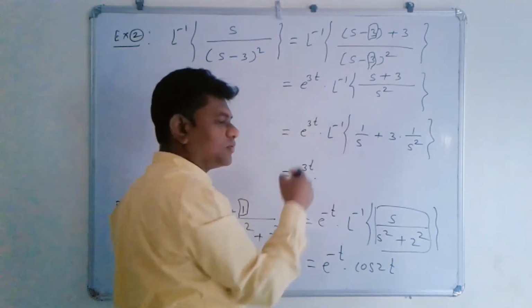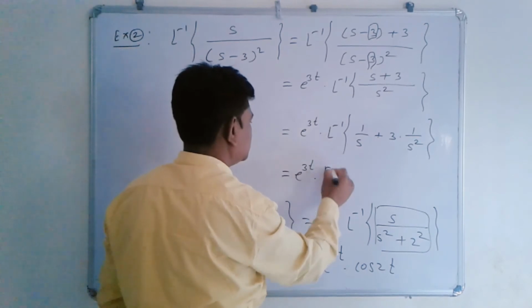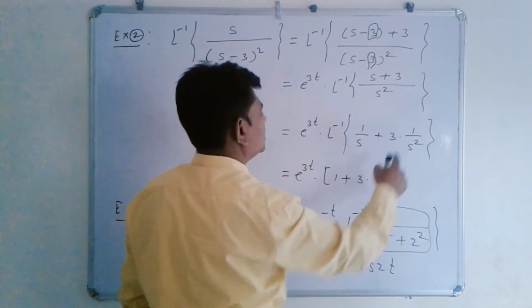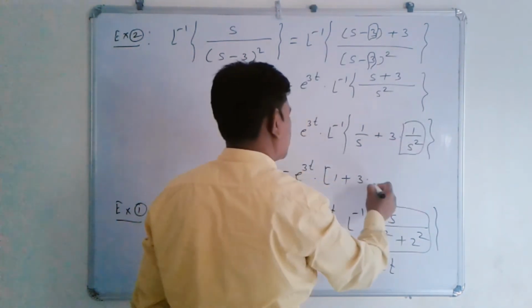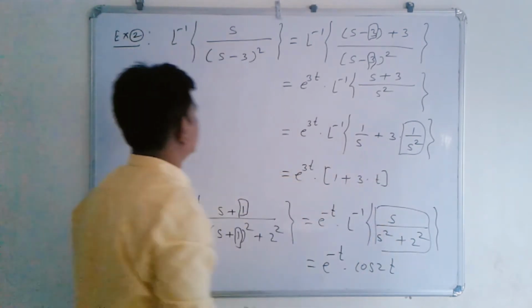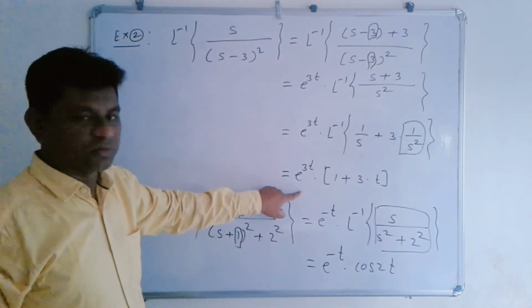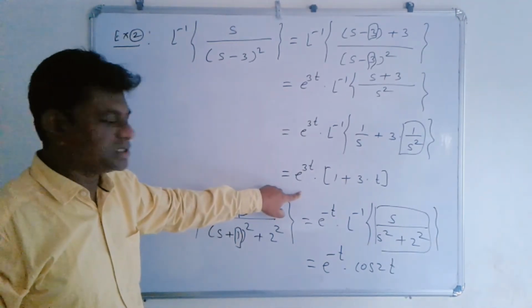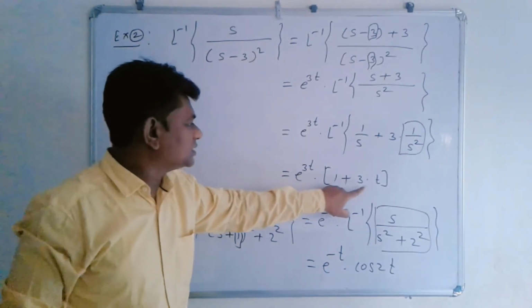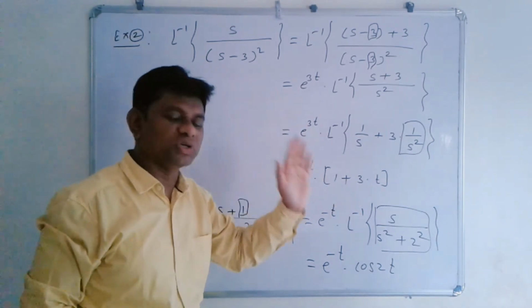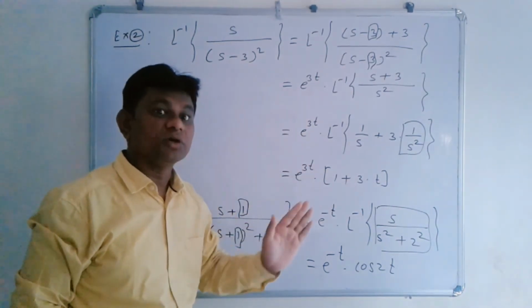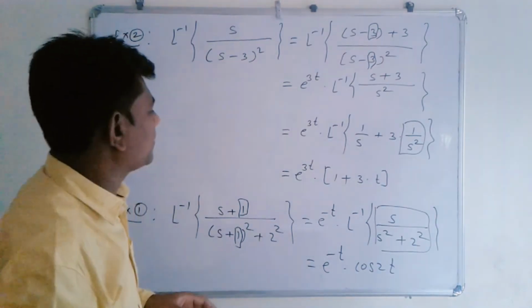Now L inverse of 1 by s, the answer is 1, plus 3 times inverse of 1 by s square, the answer is t. Therefore, inverse of s by (s minus 3) whole square is equal to e to the power 3t times (1 plus 3t), by using the first shifting property for inverse Laplace transform.